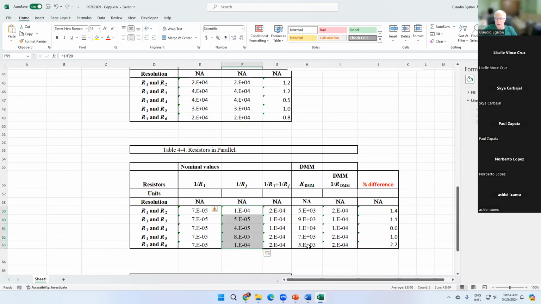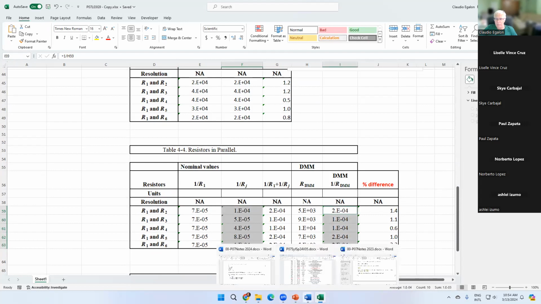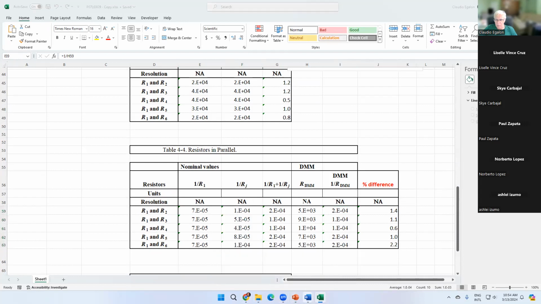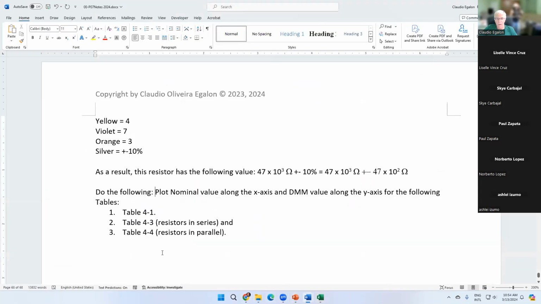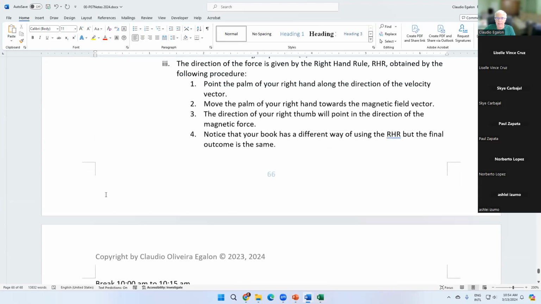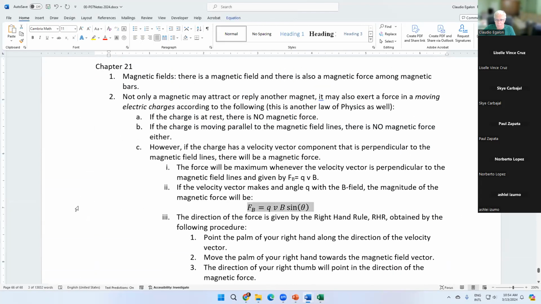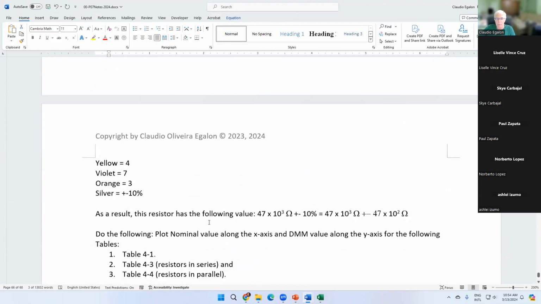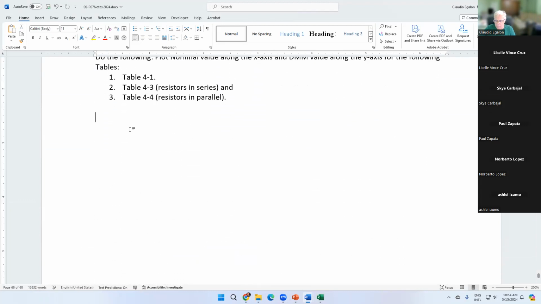Okay, and then you do the same here. 1 over Rj. And the DFM value. See, I put the inverse, right? Why did I put the inverse? Because of the values of the equation, right? Like that.